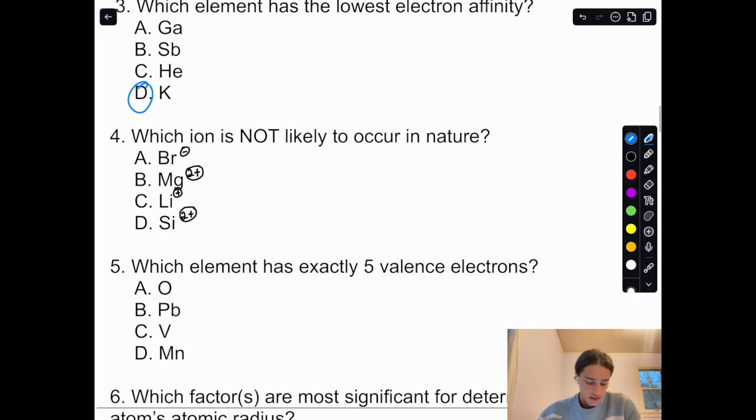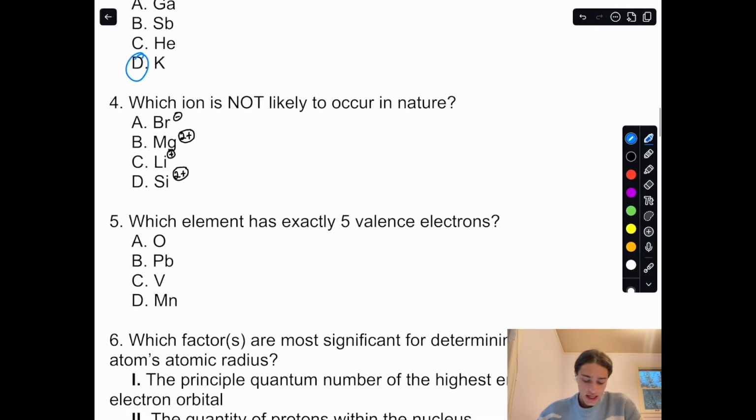All right, number 4. Which ion is not likely to occur in nature? So the MCAT loves their negatives in questions. So not likely. So we're going to need to rule out the ones that are likely. So this is a bromine anion. It's an anion because it's negative, and it only has one negative charge, which means it has one extra electron. So it is going to be likely in nature if that added electron is going to bring it closer to a noble gas configuration.